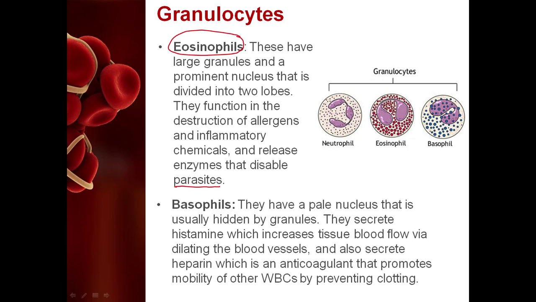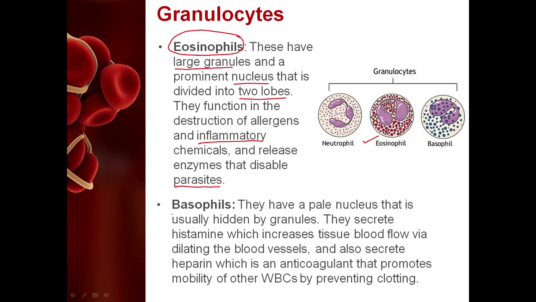So you can see here the eosinophil structure, and these have large granules with the prominent nucleus. And the nucleus is divided into two lobes. You can easily see here. They function for the destruction of allergens, and they are also responsible for the inflammatory responses.